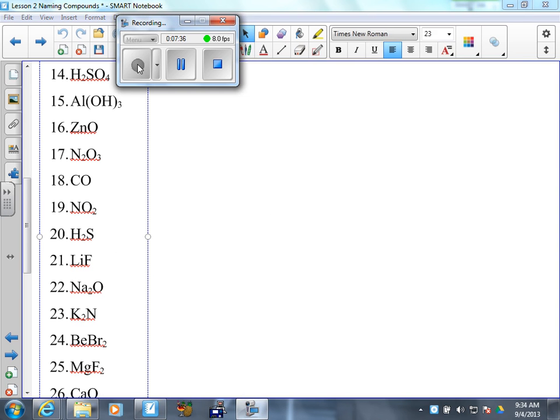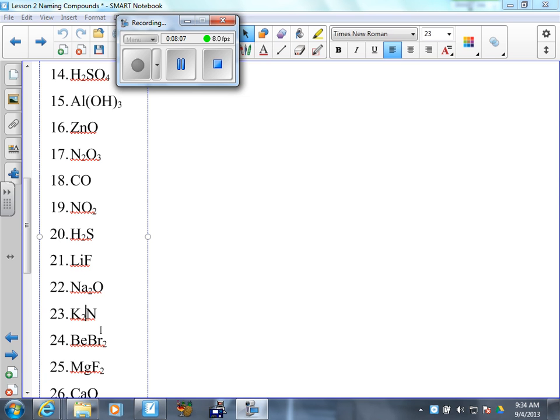Okay, I don't know if anybody's noticed it yet. John noticed it. On the naming compounds worksheet, there is a typo on number 23. It reads K2N on your sheet, but that is impossible because nitrogen has a charge of -3. There is no way you could have only 2 potassium to balance it off. So there's a typo there. It's not going to change the name any, but the formula is wrong.